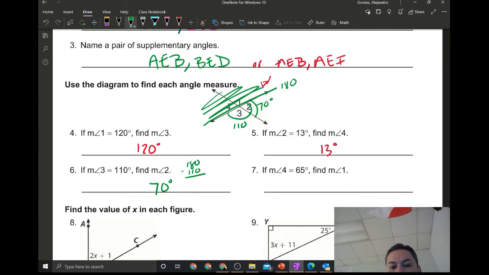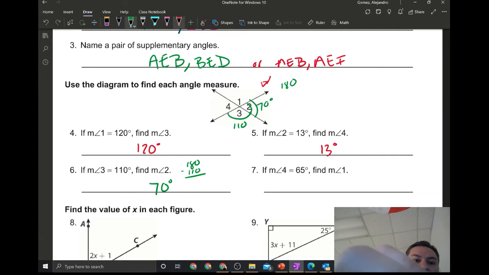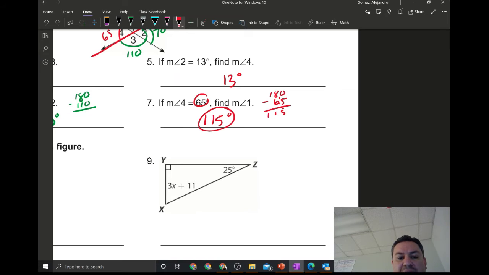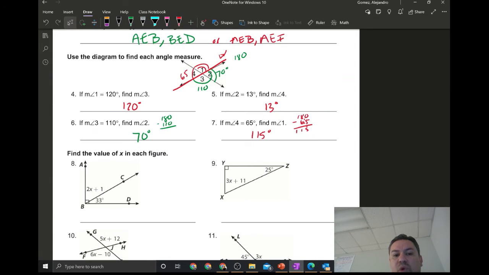Now, number 7, if M4 is 65, find M1. So now they're saying that this is 65. What is this? You look at this line. Again, the line is 180. You already used 65. So 180 minus 65, that's 115. That's M1. And this is 115. When you add this and this, you should get 180, and you do. So again, supplement is the difference from 180.